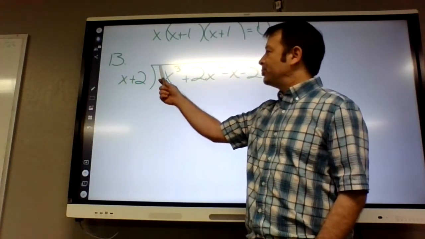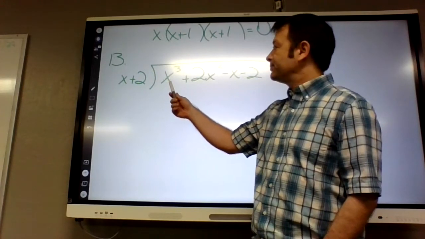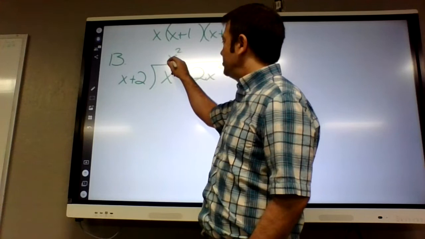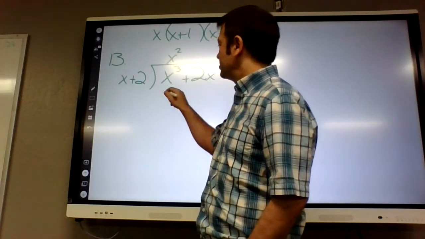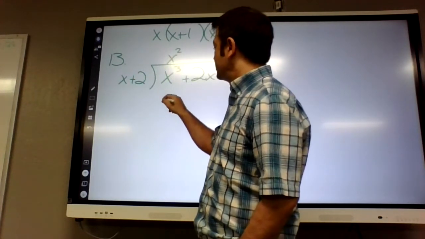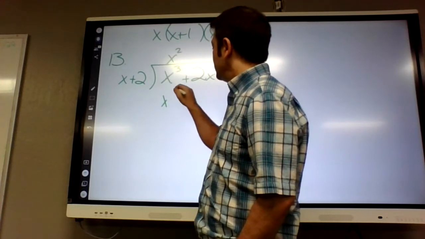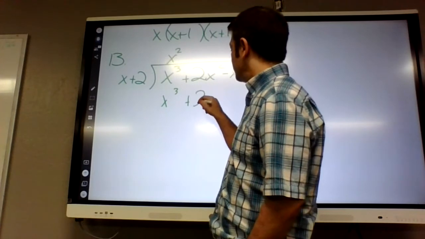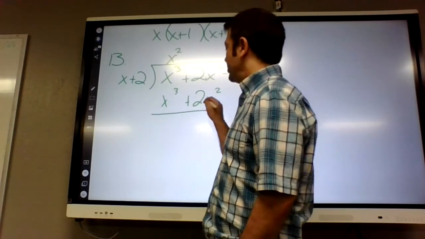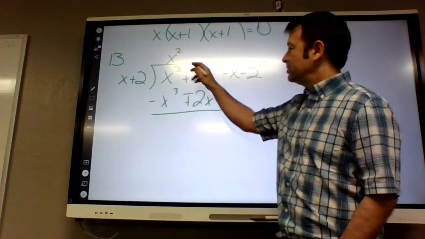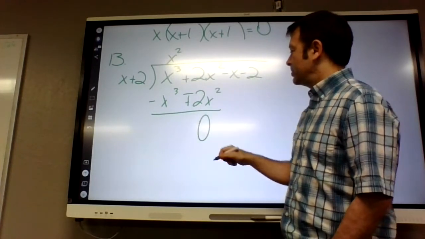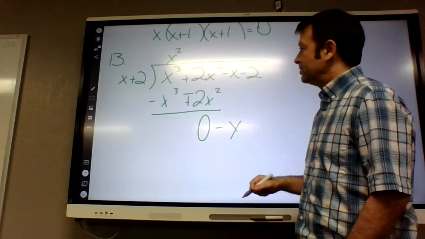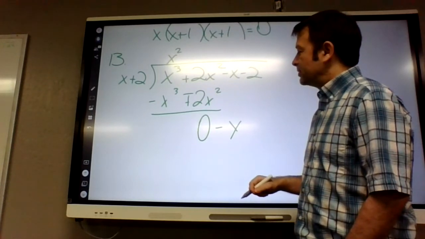So x times what equals x to the third? X squared. And then you do x squared times this. X squared times x is x cubed. These should always be the same. X squared times 2 is 2x squared. And you subtract the bottom line like that. In this case, it would go away. Bring down the next thing and start over.